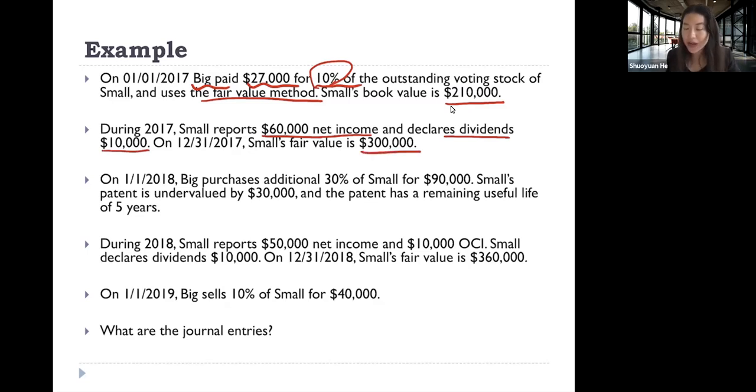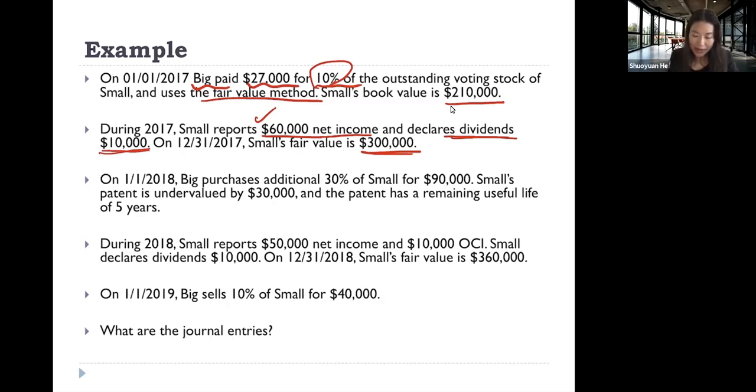fair value is 300,000. So here, because the firm is using the fair value method, does it matter that Small reports net income of 60,000? Does it matter for Big? No, it doesn't matter. But does Small declaring a dividend of 10,000 matter for Big? Yes, it does matter. And the change in fair value matters as well.